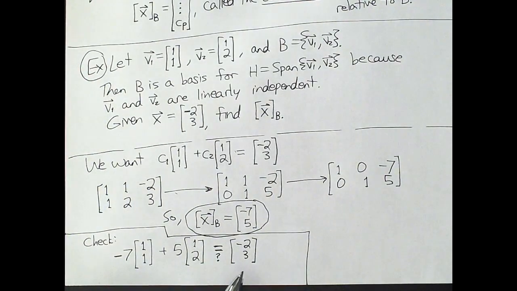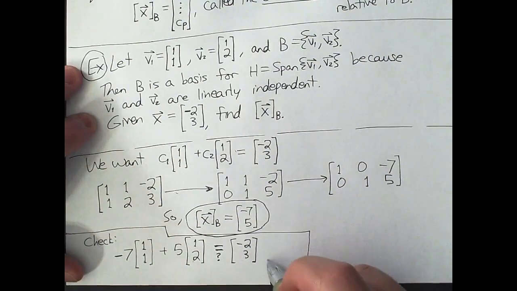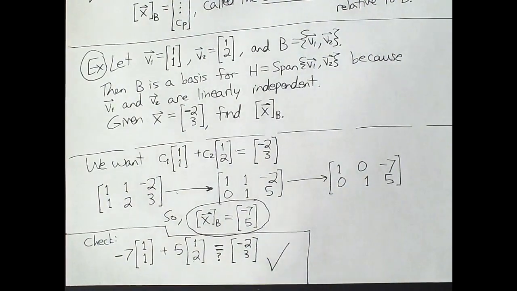If this works, then our answer must be correct. And you can just kind of check: -7 plus 5 does equal -2, yes. Negative 7 plus 10 does equal 3. I'm going to put a check mark next to it. We checked our answer, and now we're 100% sure that this is correct.